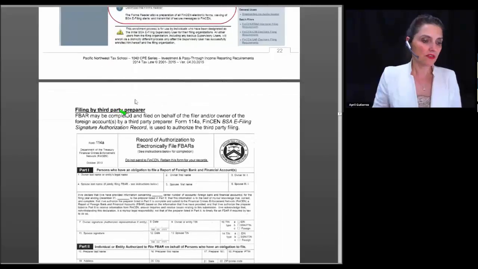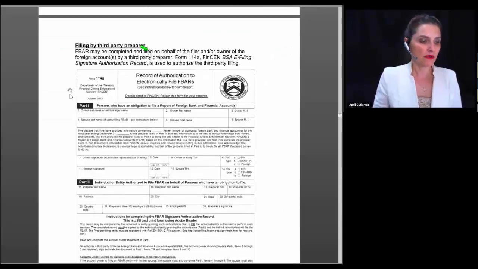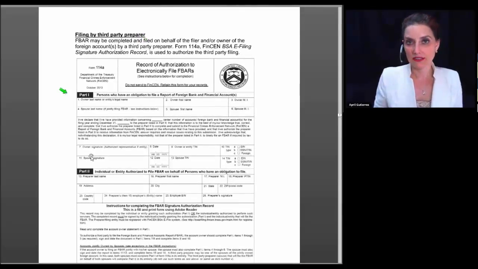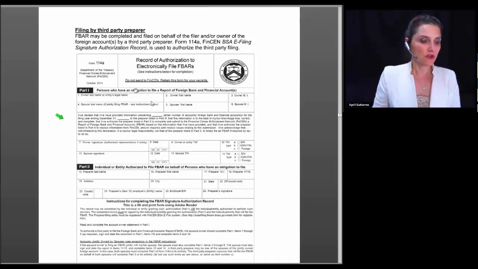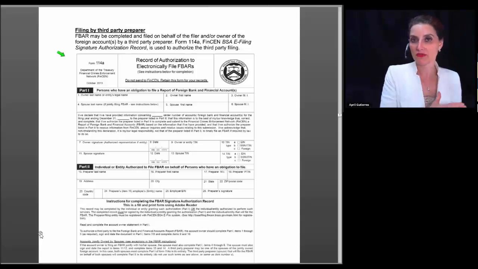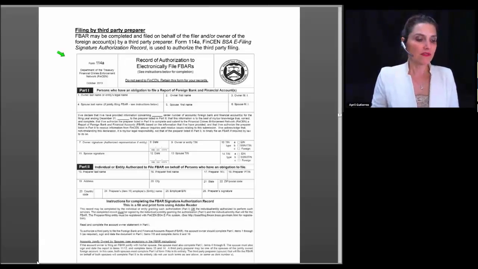Now, once you are able to file as a third party, you're going to have your clients sign something for you, because if they're not filing their own FBAR and they're asking you to do it for them, you're going to need their permission to do so. And so FinCEN created this particular form 114A, and this works similarly to an 8879. So when you're filing an individual return electronically, you complete form 8879 and have your client sign that, and it authorizes you to file the return for them electronically. This is the equivalent form for filing FBAR electronically.